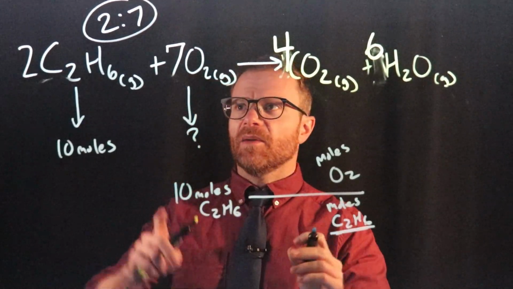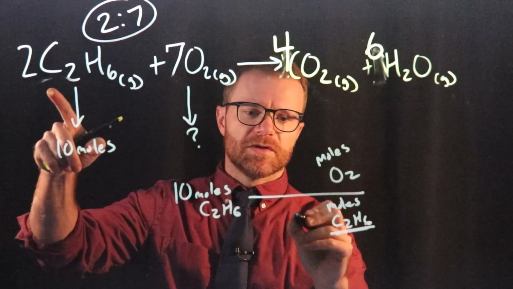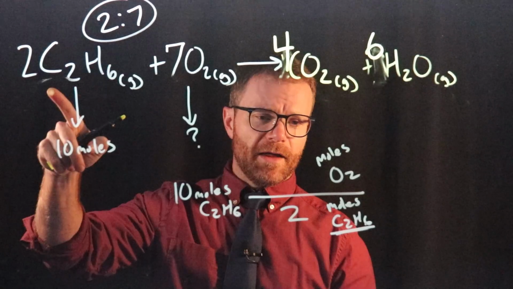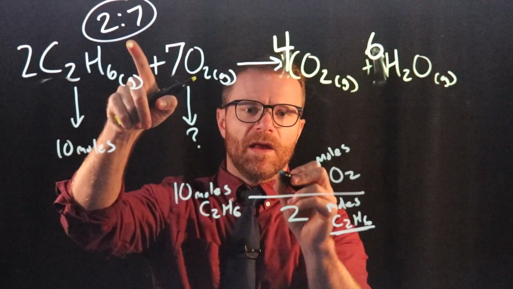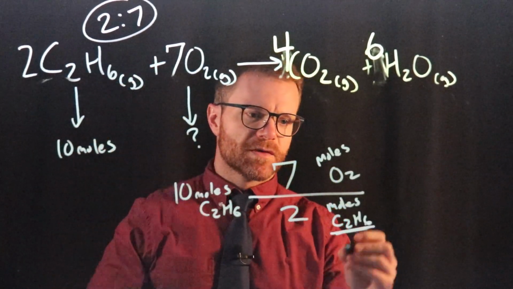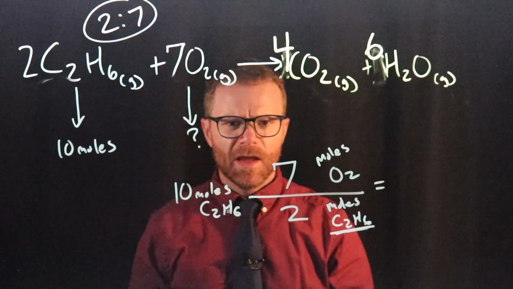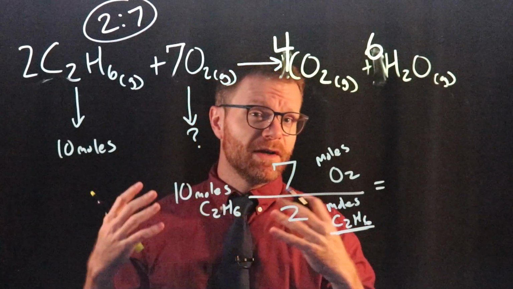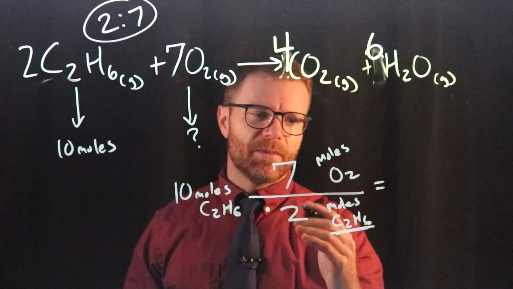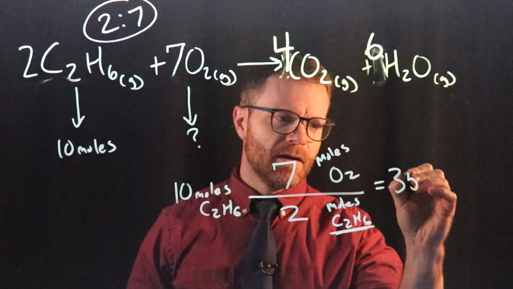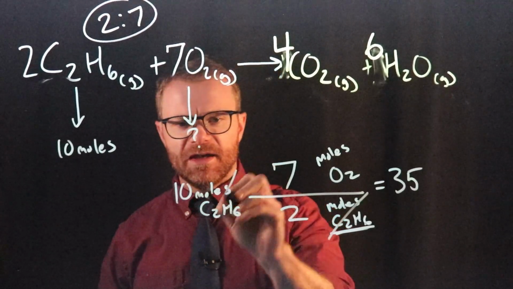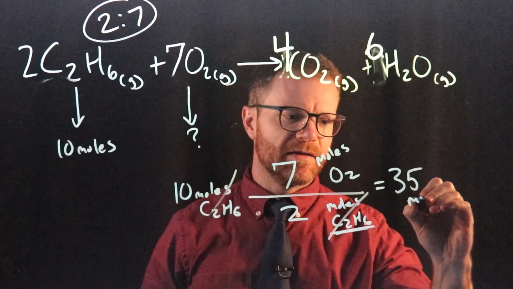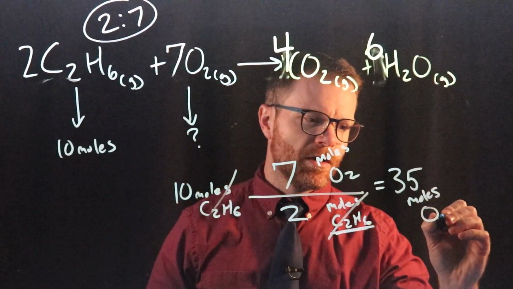And now I just need to look it up and see that for every 2 moles of ethane, I require 7 moles of O2. And now it just becomes a simple math problem. 10 times 7 is 70. 70 divided by 2 is 35. Moles of ethane cancels with moles of ethane and leaves moles of O2.